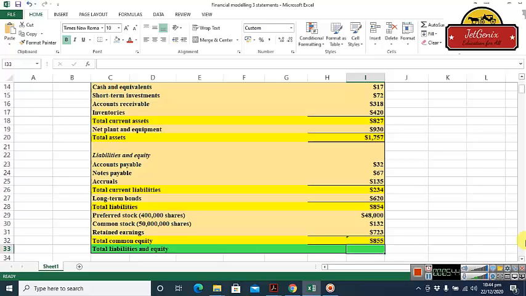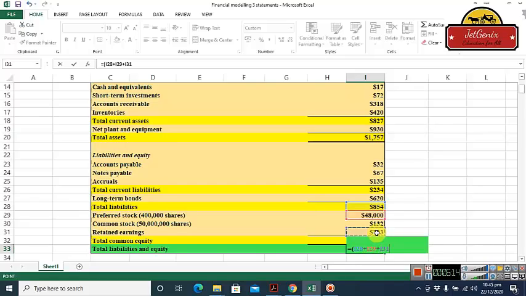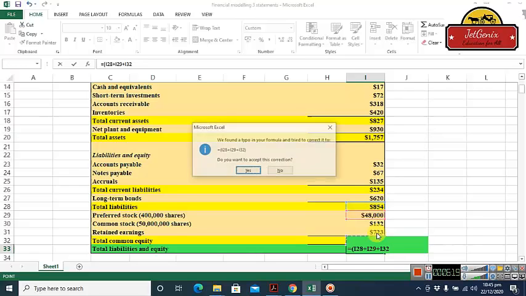And after this I am going to calculate the total liability and equity of this company. Just type the equal sign and again, let me do it like this, okay? The total liabilities, which is this one, plus the preferred stock, which is this one, and plus you can click here the total common equity, and then you just press enter, okay.